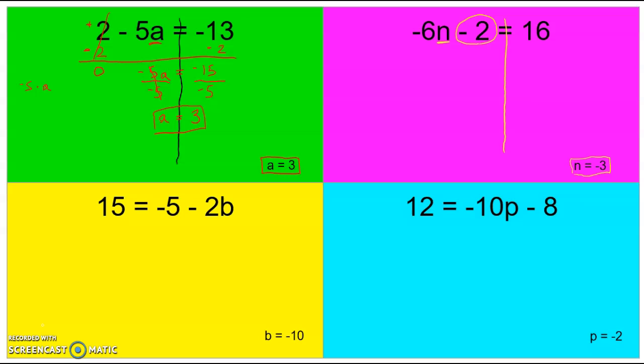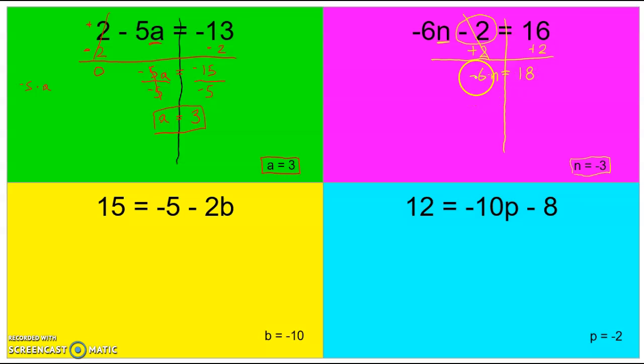So now we want to get rid of this negative 2. In order to get rid of it, we have to add 2. All right. Plus 2 on both sides of the equal sign in order to keep the equation balanced. Right? These two numbers cancel out, and we're left with negative 6 times n, or negative 6n, means the same thing, is equal to 16 plus 2, which is 18.